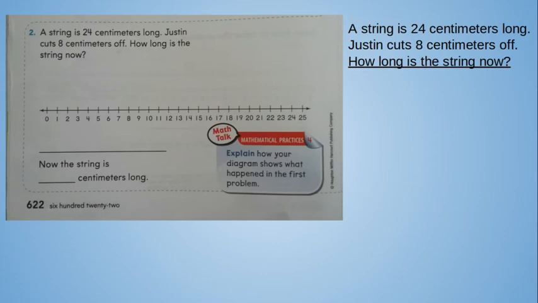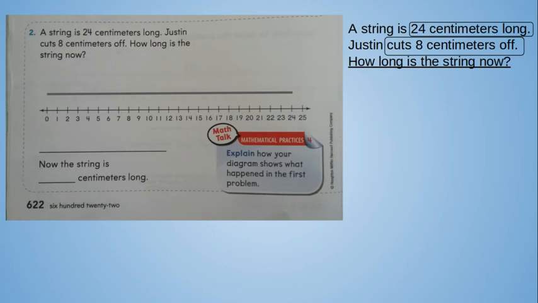I've underlined my question. I'm trying to find out how long the string is now. Let's box up that key information. I know the string starts as 24 centimeters long. And then the next important key word I need to include is cuts, because again, he cut it off, meaning it's gone or it went away. So cuts 8 centimeters off tells me this is going to be a subtraction problem. Let's show that on our number line. Well, the string starts as 24 centimeters, so I'm going to draw a line from 0 to 24 to show that string.